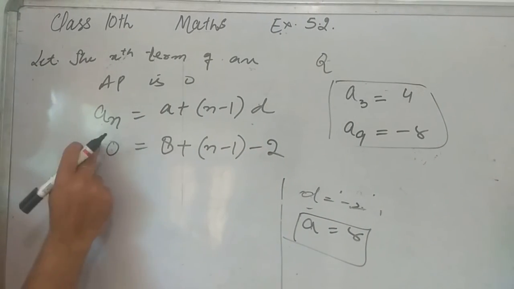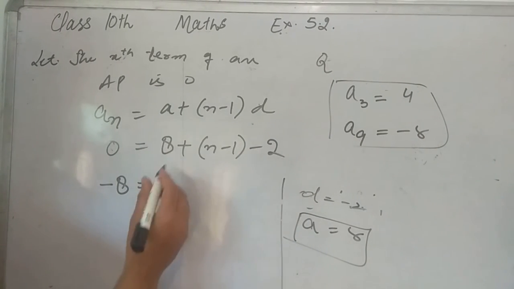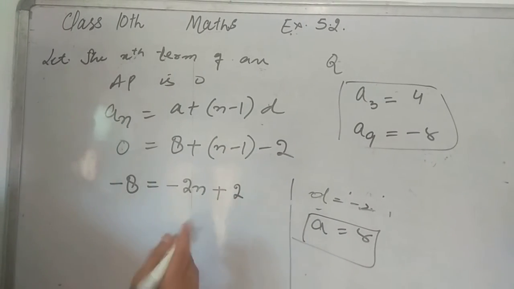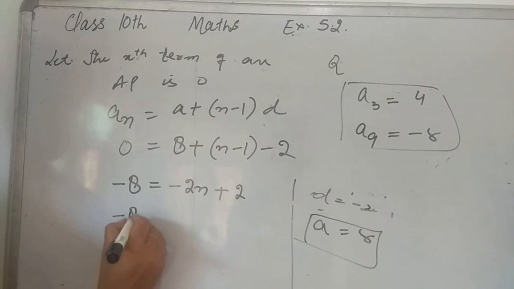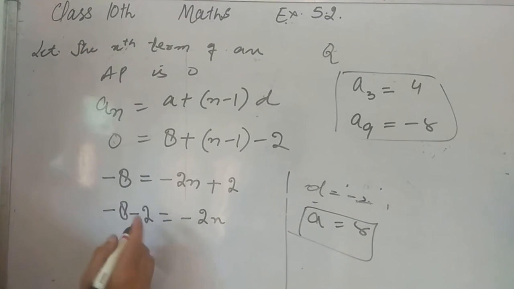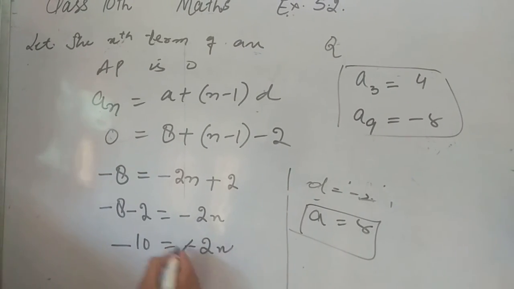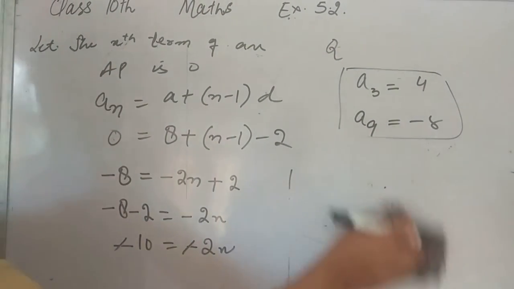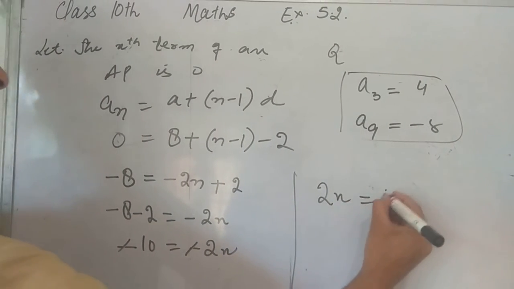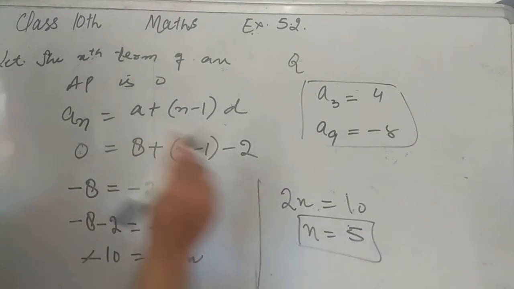So we will transpose 8, that is equal to -8. -8 is equal to 2 multiplied, 2 into n minus 2n, minus plus that is equal to 2. Now we will transpose this +2, this will be -8 plus 2 is -2 is equal to -2n. We get minus plus -10 is equal to -2n. Minus and minus will cancel, and dear students we get 2n is equal to 10, or we can write n is equal to 10 divided by 2, that is equal to 5. Therefore here n is equal to 5.